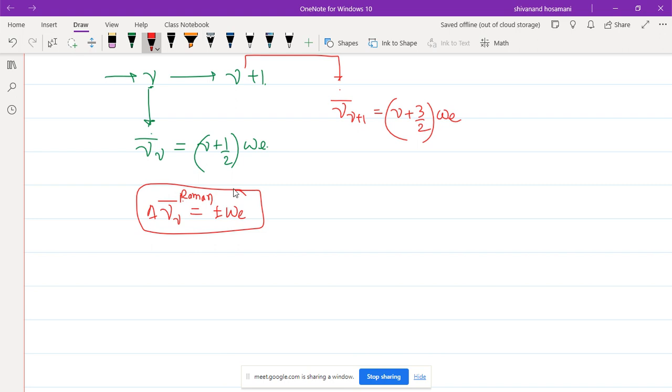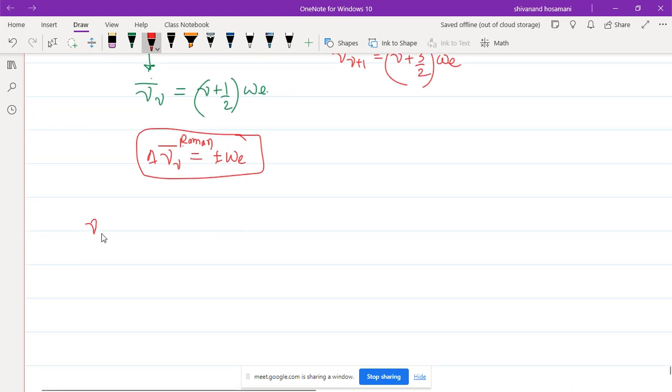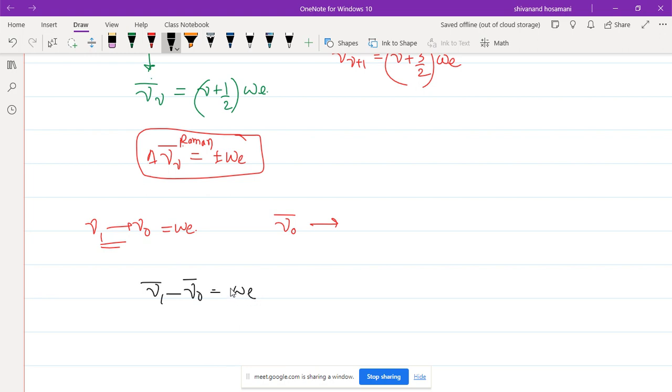If you go from the nu one state to nu naught, what do you get? This nu bar of naught is called the excited line wave number. Here I define the wave number of the vibrational quantum number nu 1 to nu naught. And what can I write here? Nu bar of 1 minus nu bar of naught is equal to plus or minus omega e. That is the difference. So I can rewrite this as nu bar of the first state is equal to nu naught plus or minus omega e.